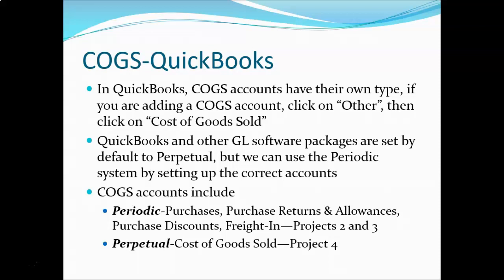So in the periodic system, you're going to set up purchases, purchase returns and allowances, purchase discounts, and freight in, which are all accounts that are used in a periodic system. But you'll also call those cost of goods sold. Okay, for the perpetual inventory system where we're actually going to track the inventory, you're going to set up an account called cost of goods sold, and we'll use that for Project 4.